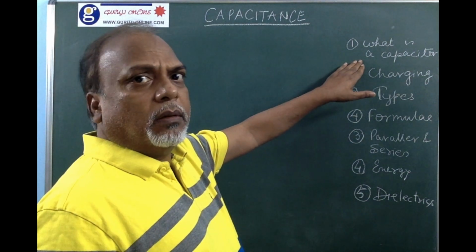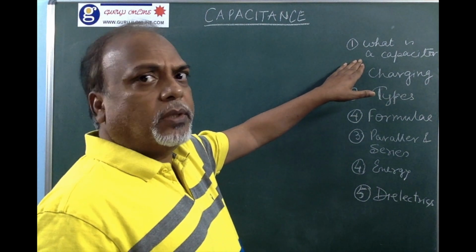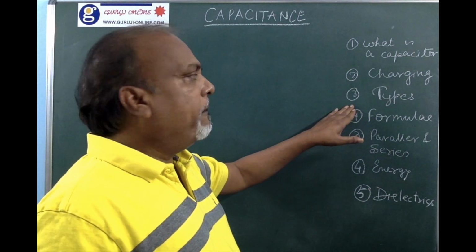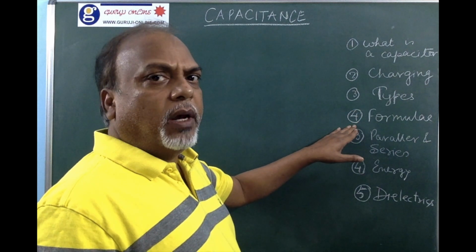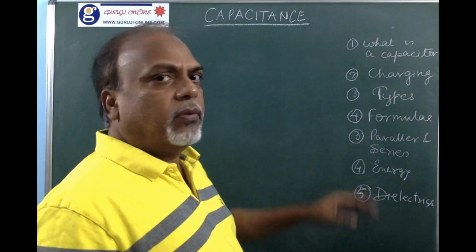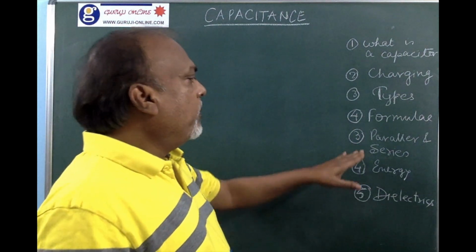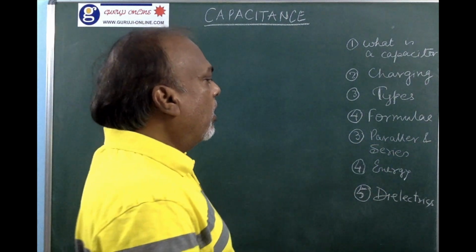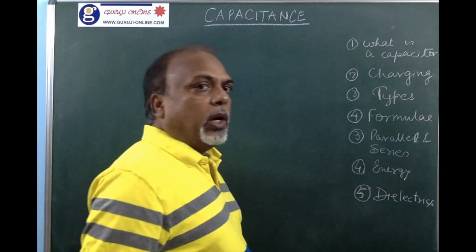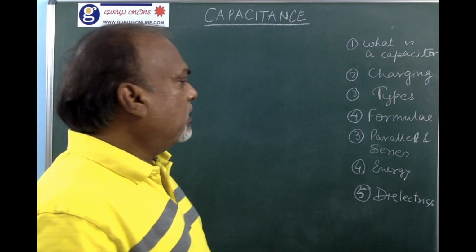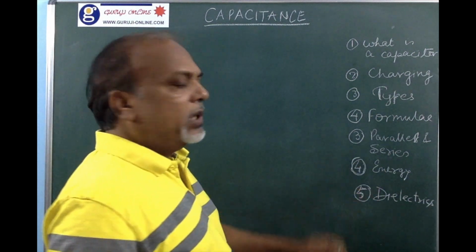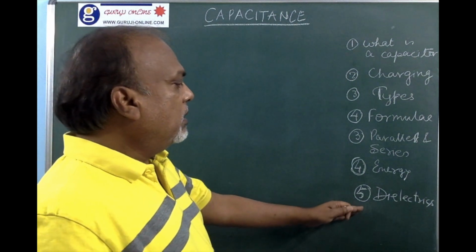What is a capacitor? We will talk about what a capacitor is, then how it is charged, what types of capacitors there are, how we can arrive at the formula for finding the capacitance, and if capacitors are joined in parallel or series, then what is the formula, how we can find the equivalent capacitance, and of course what is the energy stored in the capacitor, and then dielectrics.